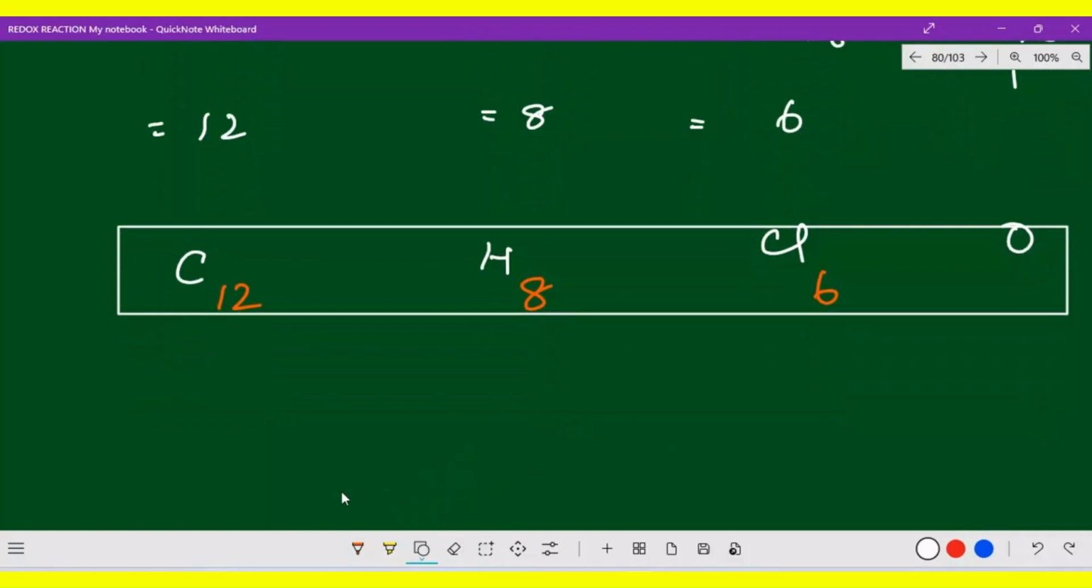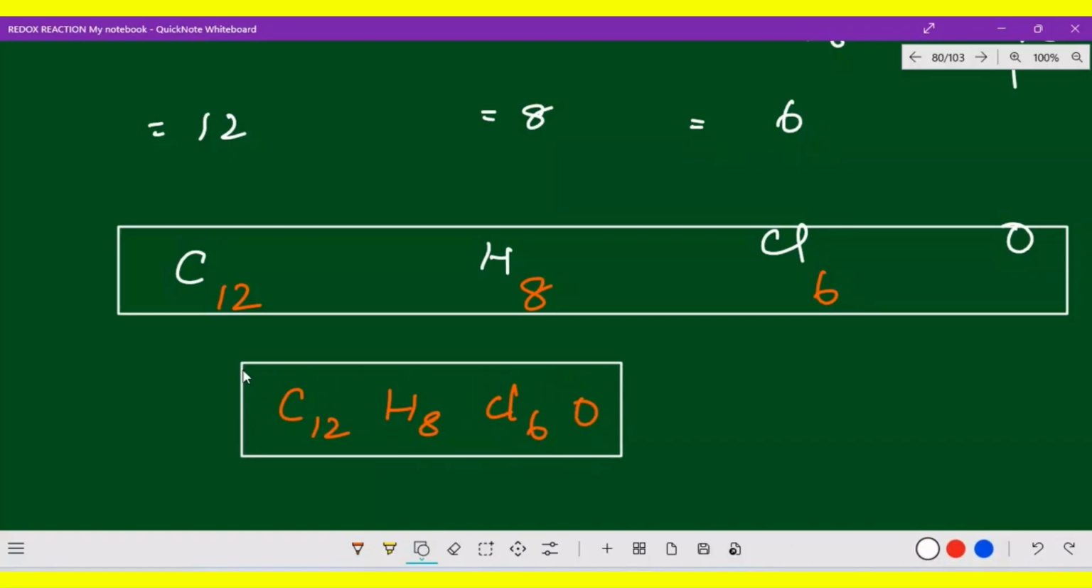So what is the Dieldrin formula? The empirical formula is actually C12, a very big formula, C12H8Cl6O. So this is the Dieldrin formula. It is an insecticide. I hope you got the clarity.